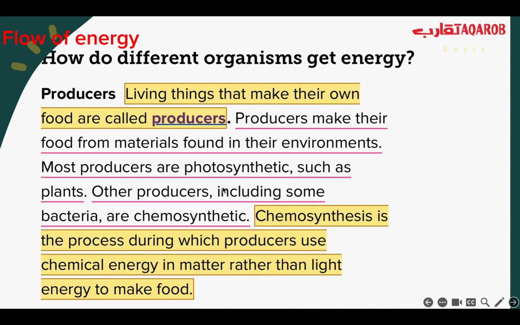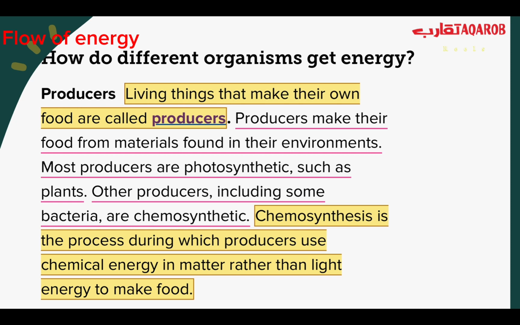How do different organisms get energy? Producers. Living things that make their own food are called producers. So producers make their food from materials found in their environments. Most producers are photosynthetic, such as plants. Other producers, including some bacteria, are chemosynthetic.